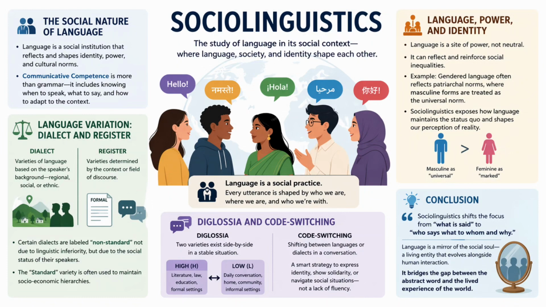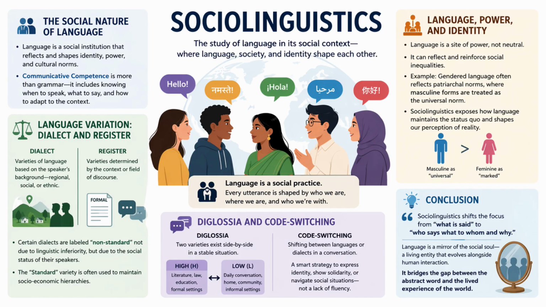The study of sociolinguistics moves beyond the structural mechanics of grammar to explore the dynamic relationship between language and society. It posits that language is not merely a cognitive tool, but a social institution that both reflects and shapes human identity, power structures, and cultural norms.